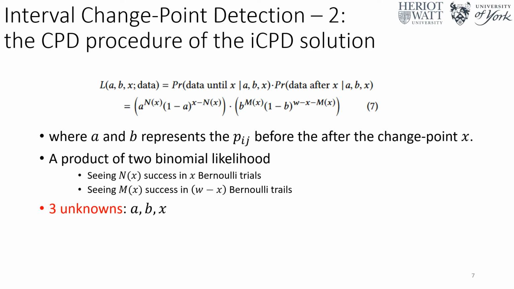Essentially, the likelihood function 7 is a product of two binomial likelihoods. The first one represents what happened before the change point, that is, seeing n_x successes in x Bernoulli trials, while the second one represents what happens after the change point, that is, seeing m_x successes in w minus x Bernoulli trials. We can see there are three unknowns in our likelihood function.